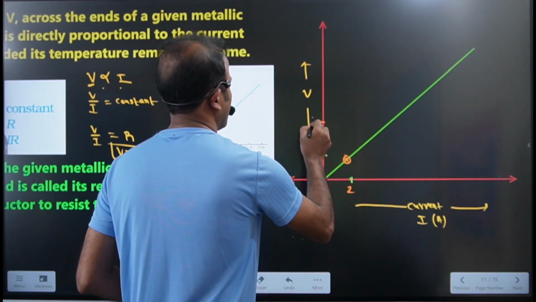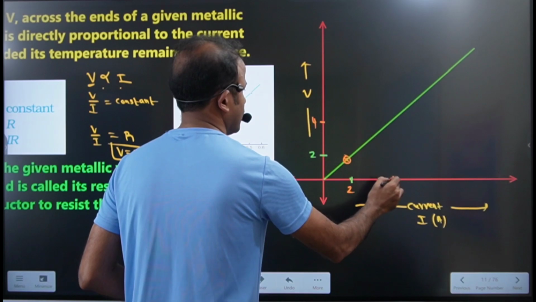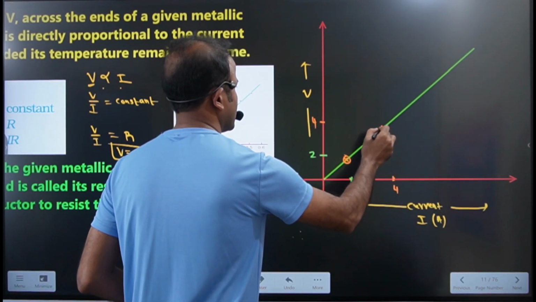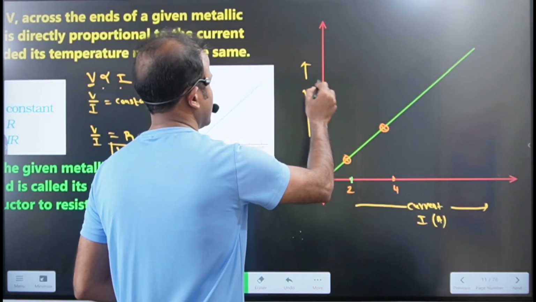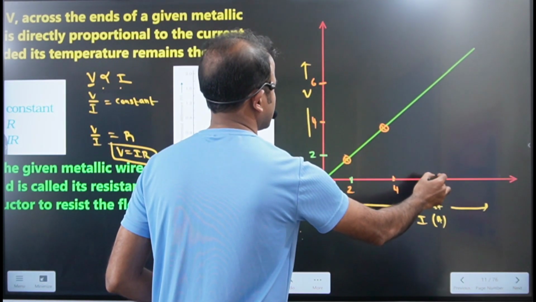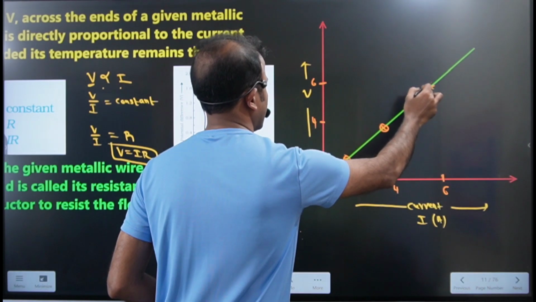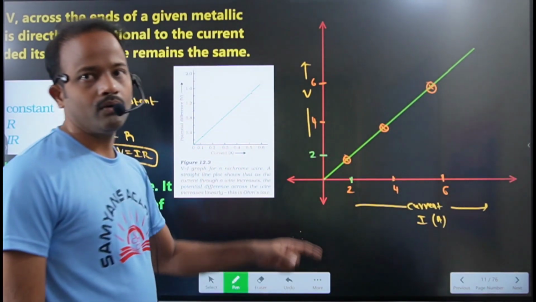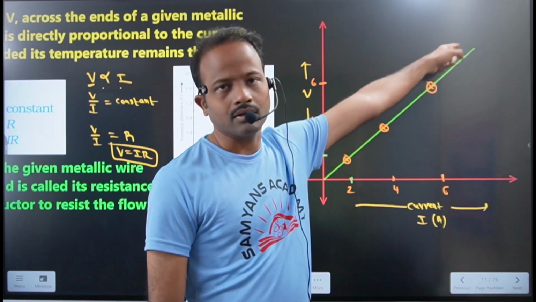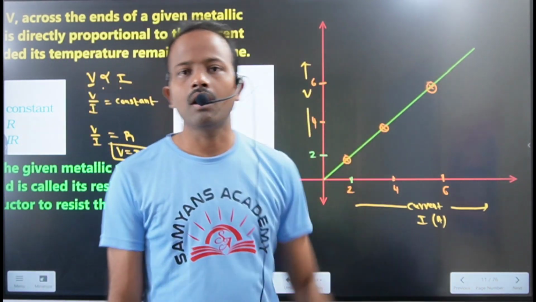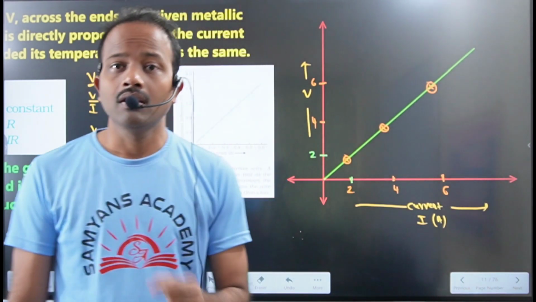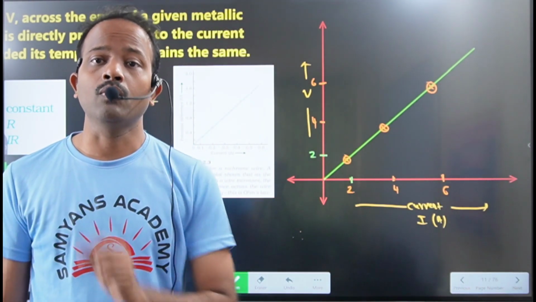Next, when it is 4 volts, the current is 4 amperes. The line joining the 4 volts and 4 amperes comes here. Next, when the voltage is 6 volts, the current is 6 amperes. Like this it will come. When you join all these points, it will show a linear graph which passes through the origin and indicates that there is a relationship between the voltage and the current.